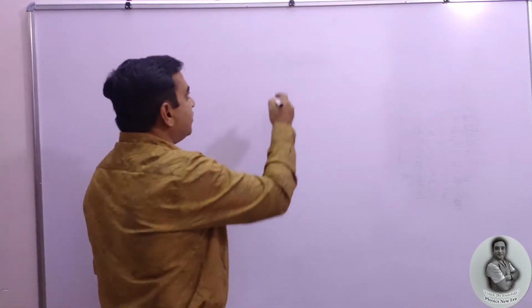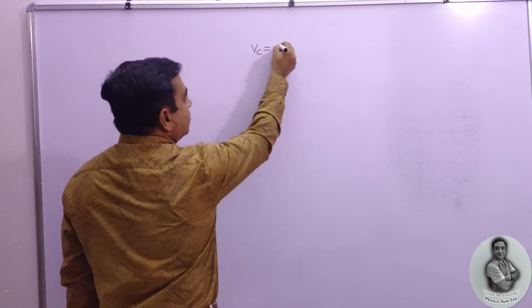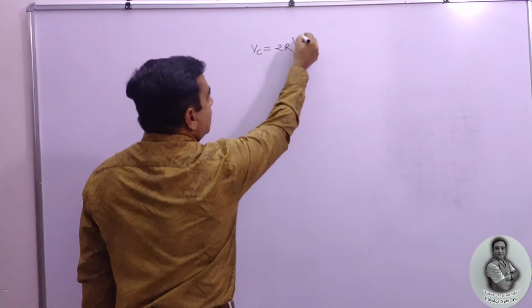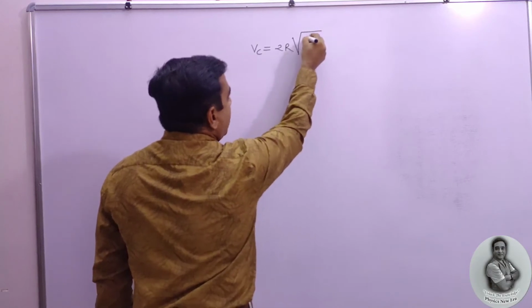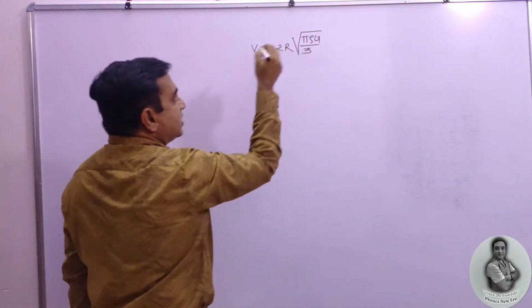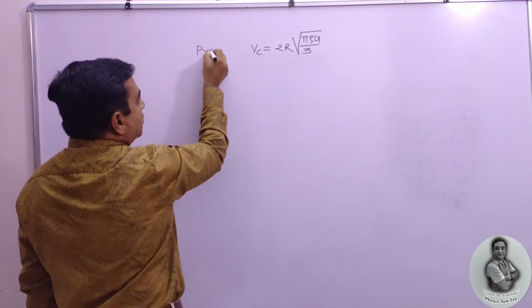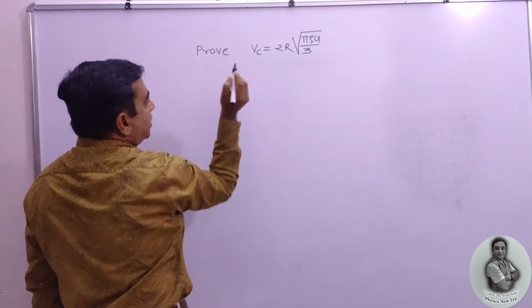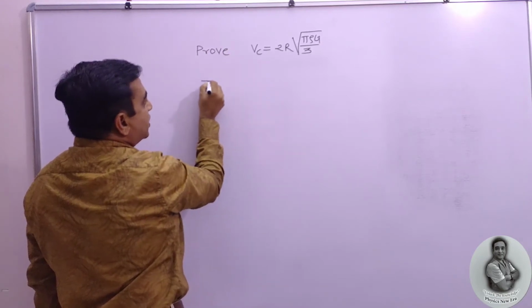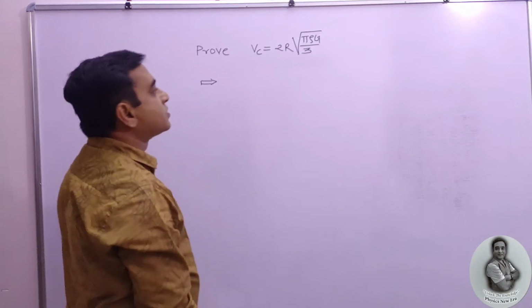Here we need to show Vc is equal to 2R into under root of pi into rho into G upon 3. This I want to prove. Okay, so what is the proof? Here it is the proof before you. So how to solve this?